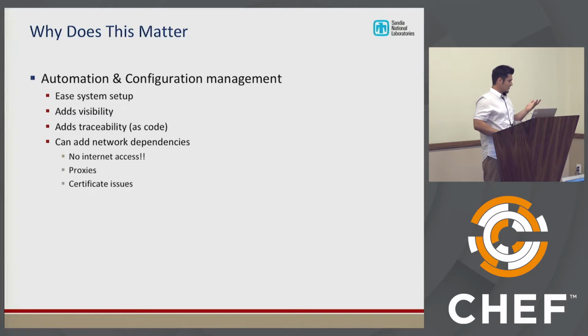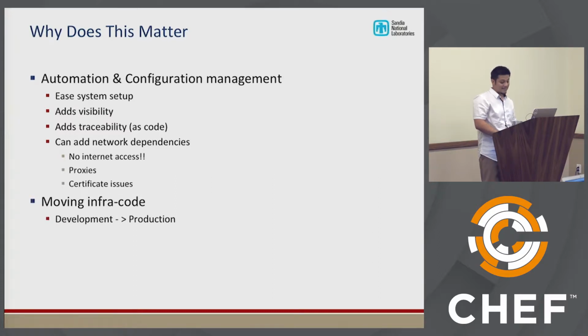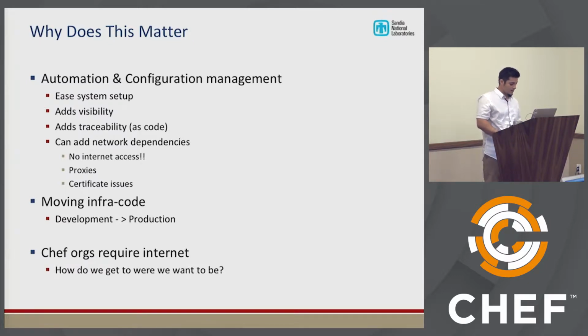And you might have other restrictions like proxies, man-in-the-middle issues, and we all know that moving infrastructure code is not always easy, especially when you're going from development to production environments and the differences between those environments. So yeah, Chef orgs require internet for their first setup, and I'm sure most people here know that. So when you first run Knife and you do a bootstrap, it's going to check your system and then try to download the packages off the internet.